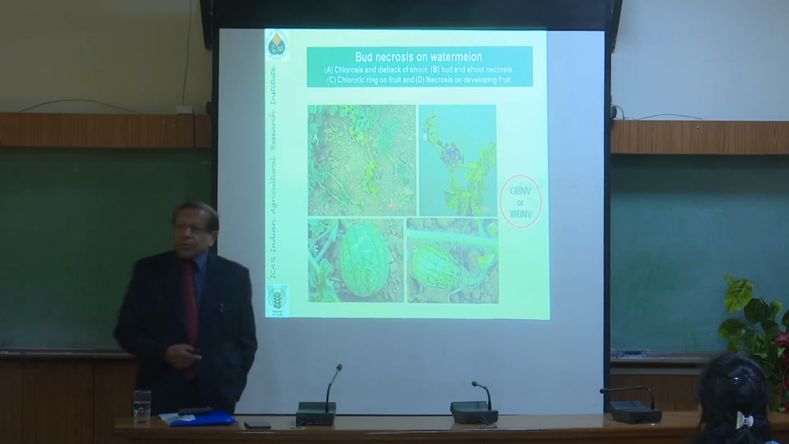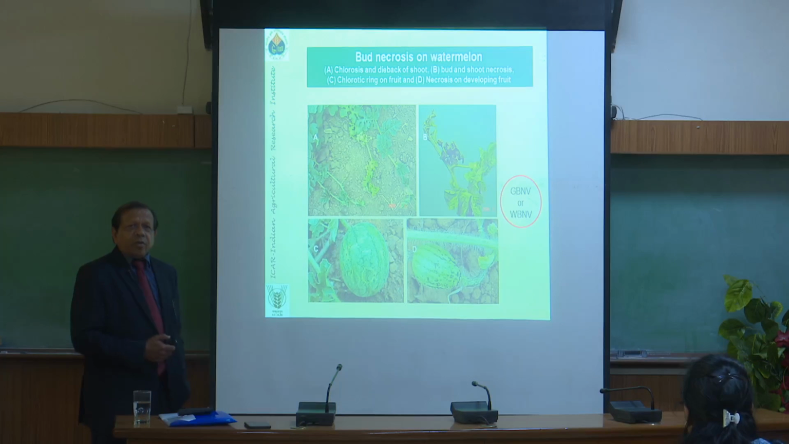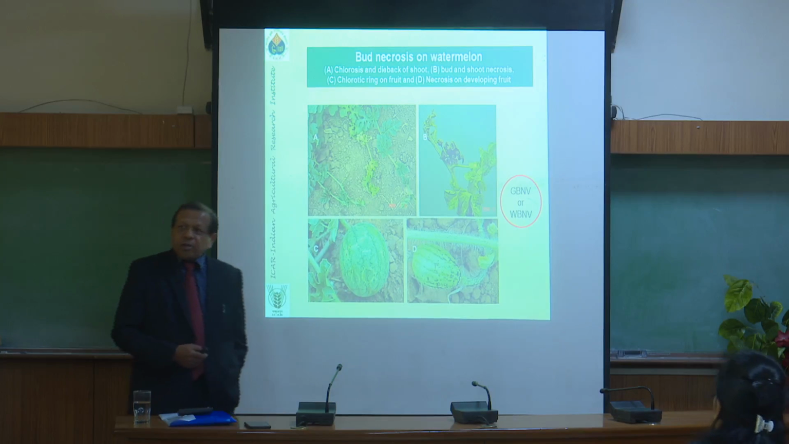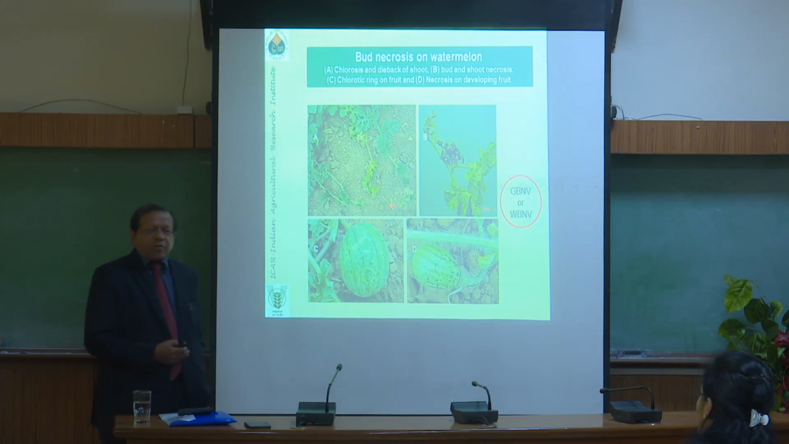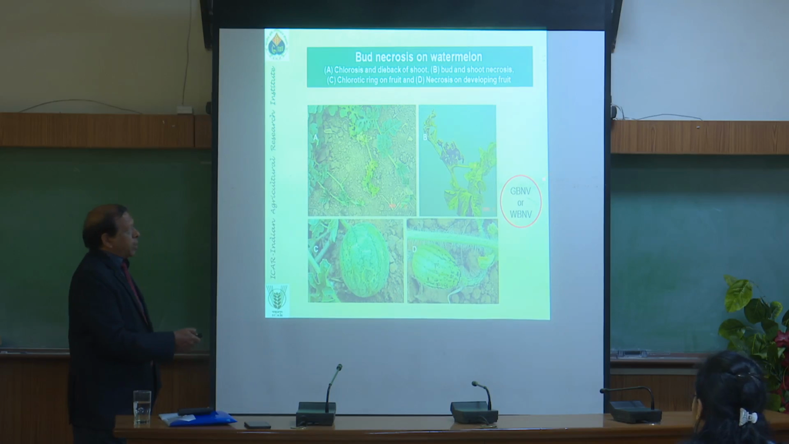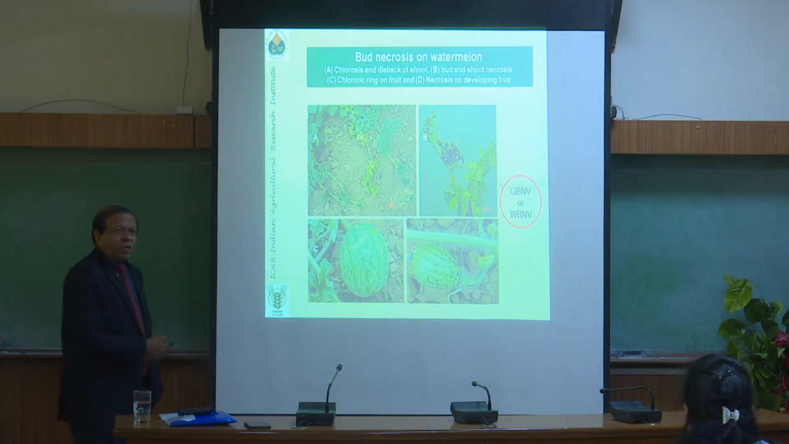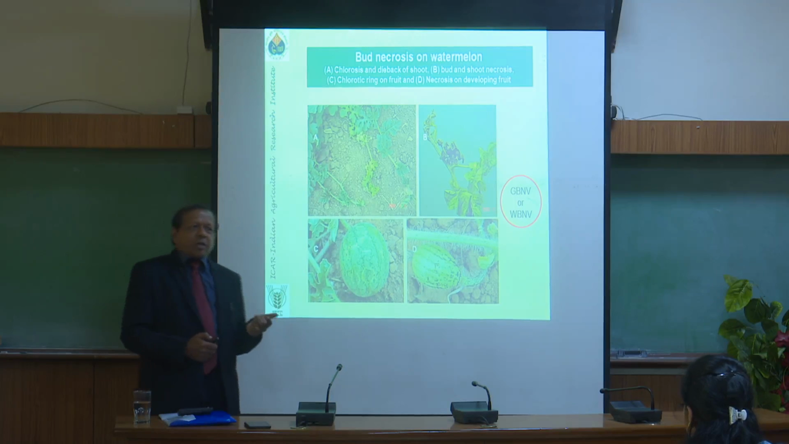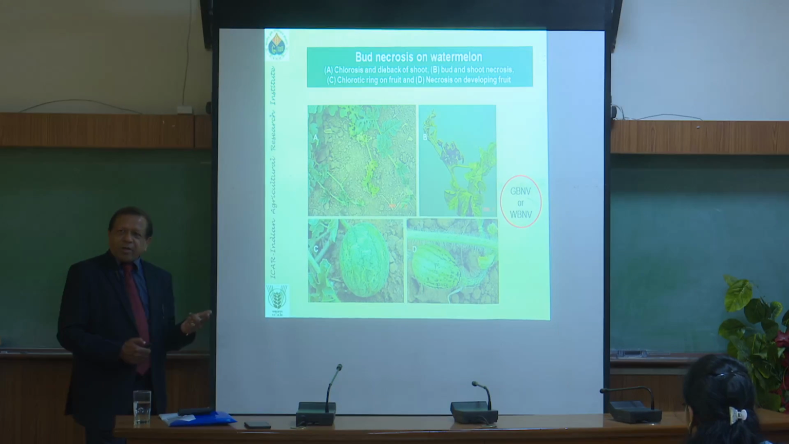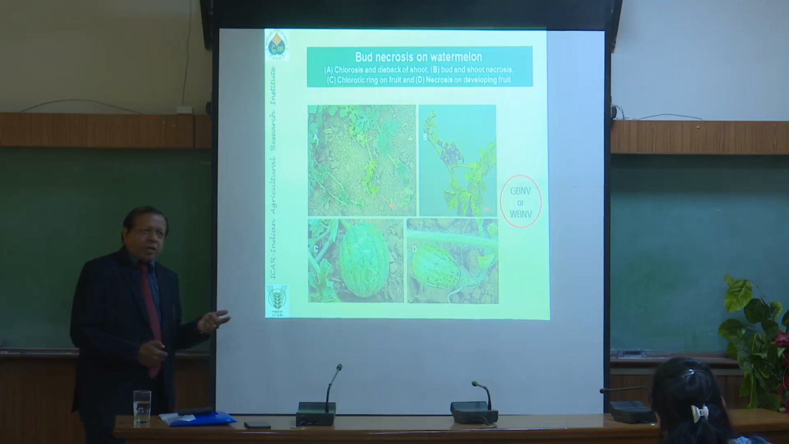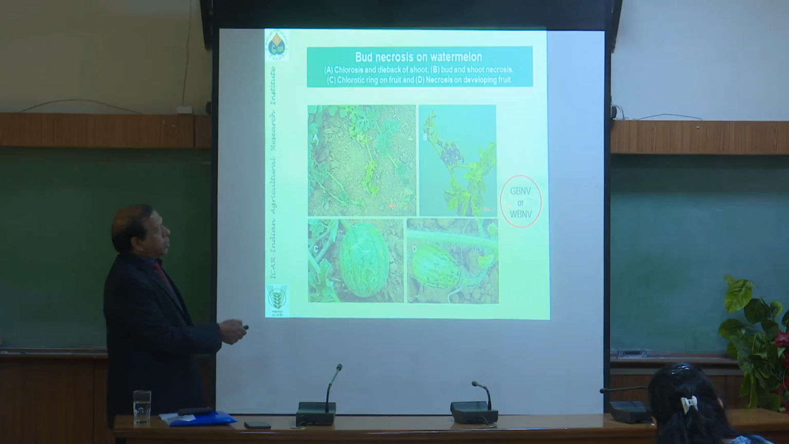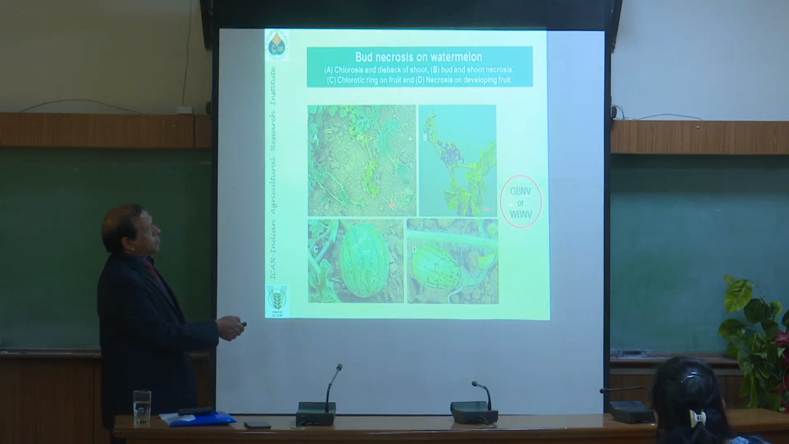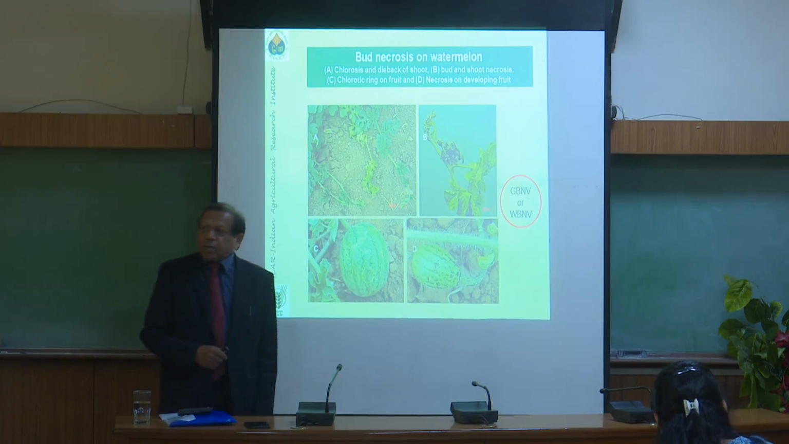Watermelon. There is a disease in watermelon, which is known as watermelon bud necrosis disease. When we started working on this disease, we found that it is caused by a tospovirus, and that tospovirus was designated as watermelon bud necrosis virus. But subsequently we realized it is not only caused by that tospovirus, it is also caused by another tospovirus which is common on leguminous crops, that is groundnut bud necrosis.